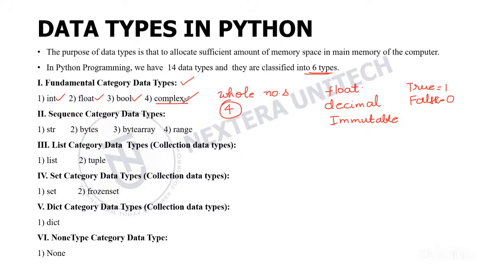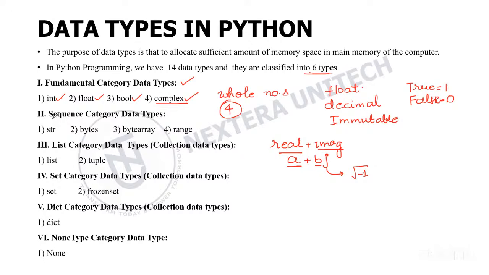And when it comes to complex, it consists of real and imaginary part. For example, the format is written as a plus b j. Here a is your real part and b is your imaginary part and j is under root of -1. So this is used in advanced mathematical computations.